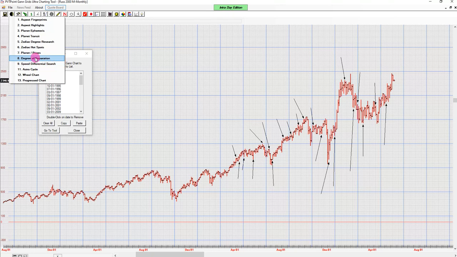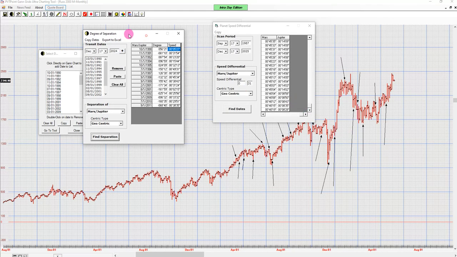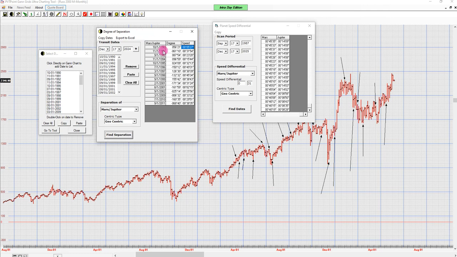So the degree of separation tool allows me to click on any pivots that I want to look at, puts them in the box, and you can copy them. Then I look at what the degrees of separation were on those pivots, and I look for some sort of confluence, and then I can search that particular speed differential with the Planet Speed Differential tool.